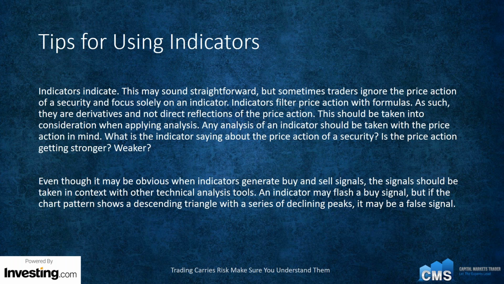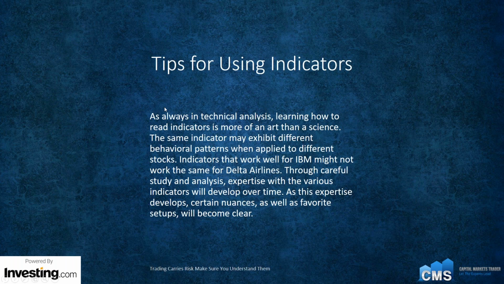Okay. So an indicator may flash a buy signal, but if the chart pattern shows a descending triangle with a series of declining peaks, it's a false signal. Okay. As always in technical analysis, learning how to read indicators is more an art than a science. The same indicator may exhibit different behavioral patterns when applied to different stocks or assets. Indicators that work well for IBM may not work the same for Delta Airlines, or indicators that work great for Forex may work terrible for cryptocurrencies.